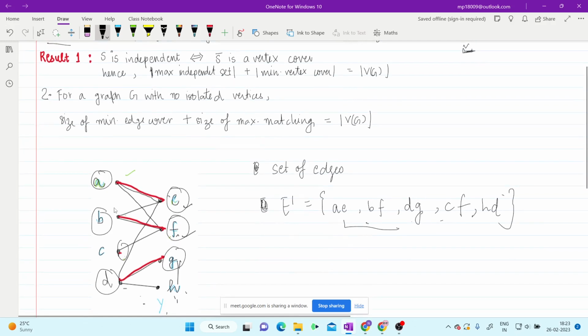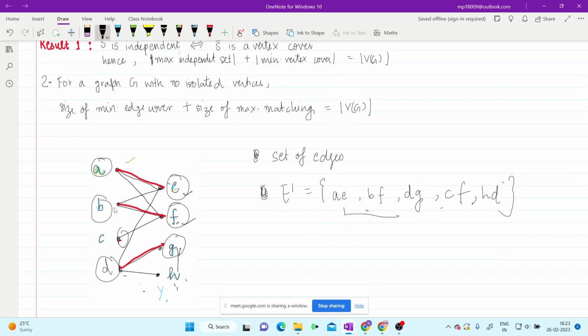Now in this graph only, can you give me an independent set? Basically for an independent set we are looking at some subset of vertices which have no possible edges between them. So in this graph, can we find some independent set? Examples of independent sets in this graph.